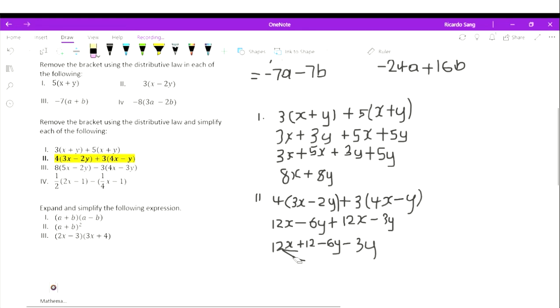So now we can just add. Now 12 plus 12, that's 24. There should be an x here. I left off the x in here. So that should be 24x.